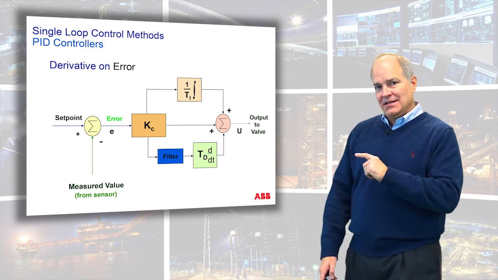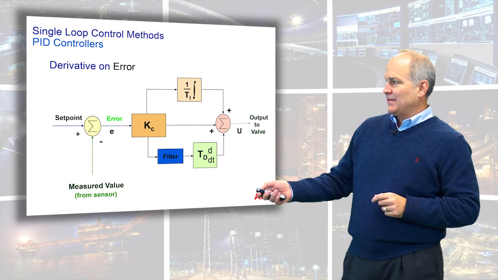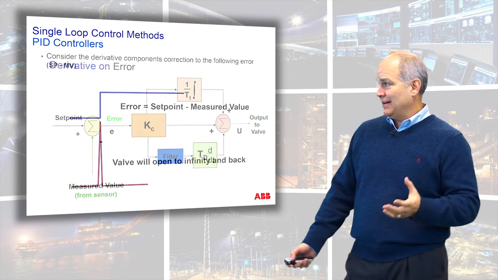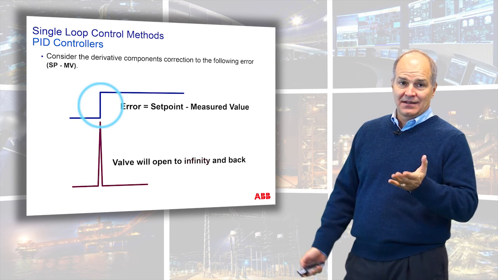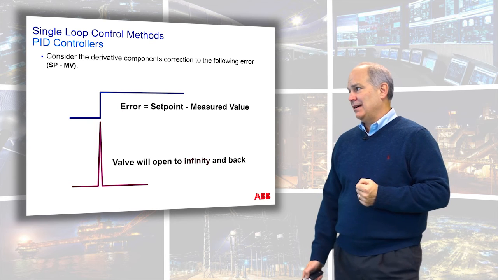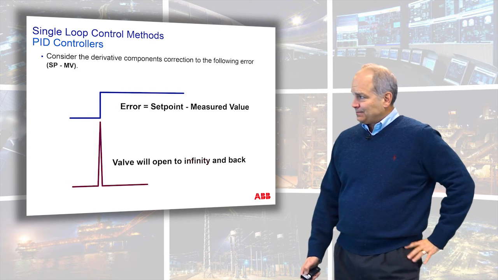But what happens if I change the set point? What happens if I do a step change in the set point? If I step the set point, I get an error. It looks literally just like this. This is like I change the set point. Well, do you really want to crack the output every time you do that? Most of the time, no.